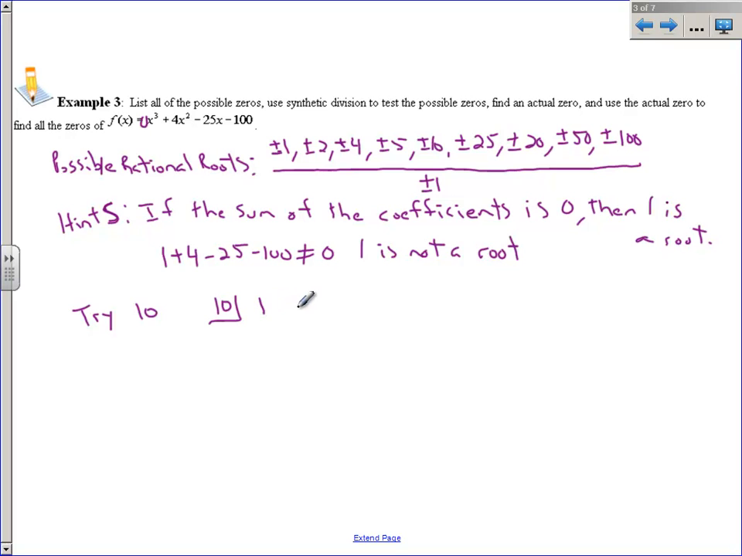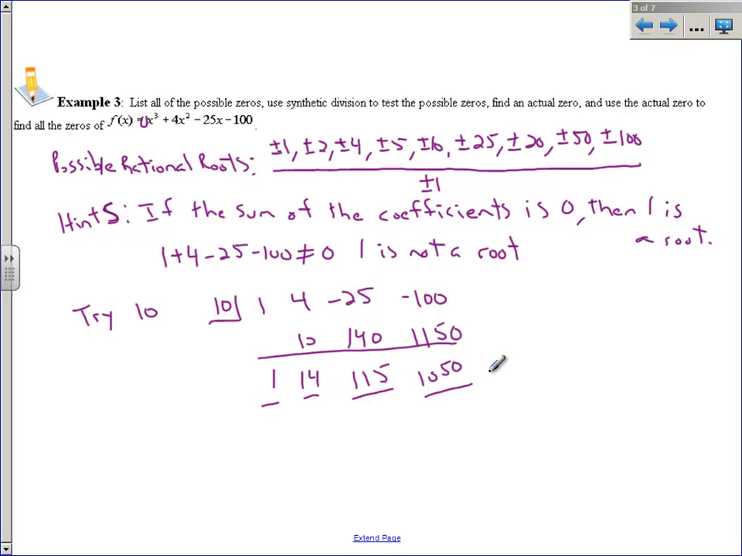So let's take a look at this. 1x cubed, 4x squared, negative 25x, negative 100. That goes in descending order. Drop my 1 down, multiply, add, multiply, add, multiply, add. Okay, this did not work. 10 is not a root. But on top of that, all of these numbers underneath the bar are positive. That means that 10 is an upper bound, which means that we should not try anything bigger than 10. Now that's going to help because that's going to take care of the 25, the 20, the 50, and the 100.